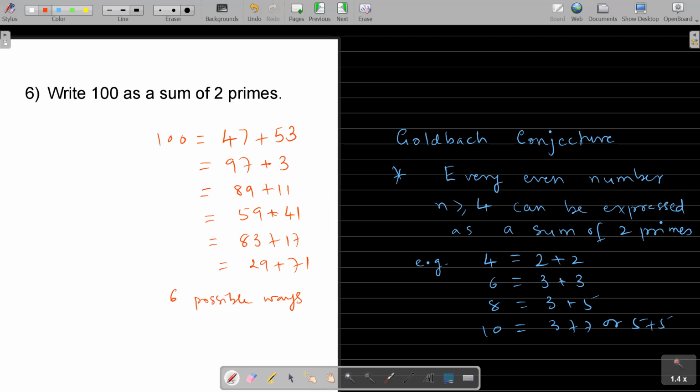Anyways, the Goldbach conjecture says we can express it as a sum of two primes. In how many ways is not given.